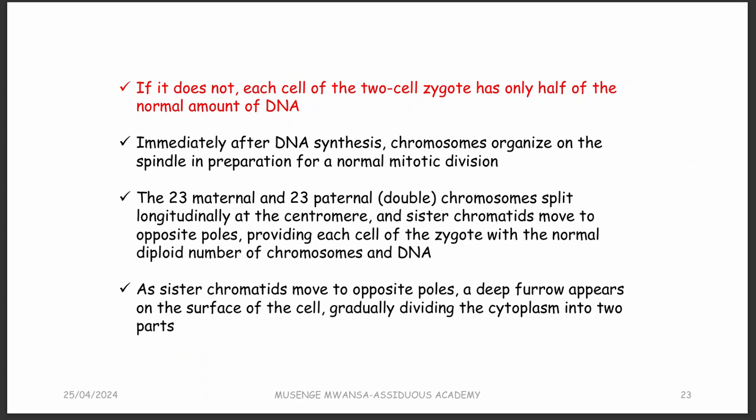And immediately after the DNA synthesis, chromosomes are going to organize in spindle fibers in preparation for normal mitotic division. Mitosis has to happen. After meiosis, you have the 23 maternal and the 23 paternal chromosomes, and then you have a zygote forming with the diploid number of chromosomes.